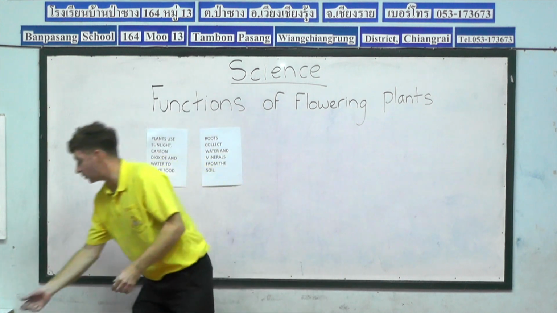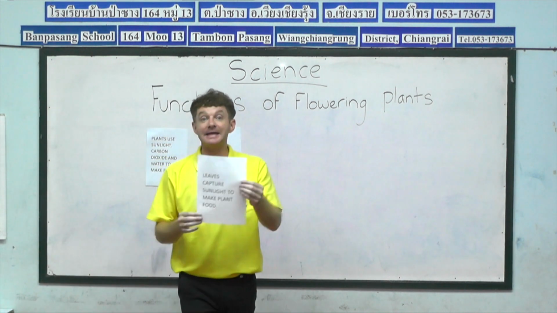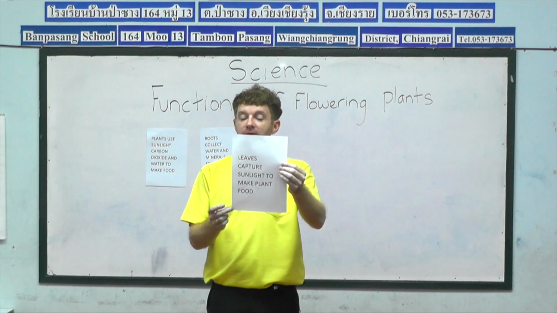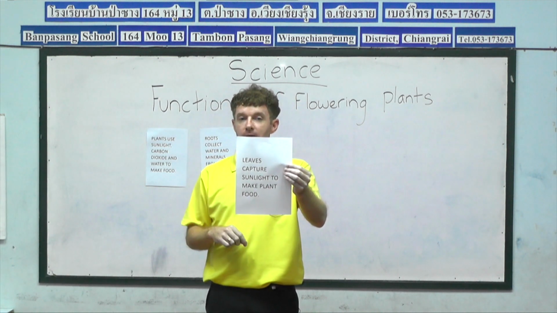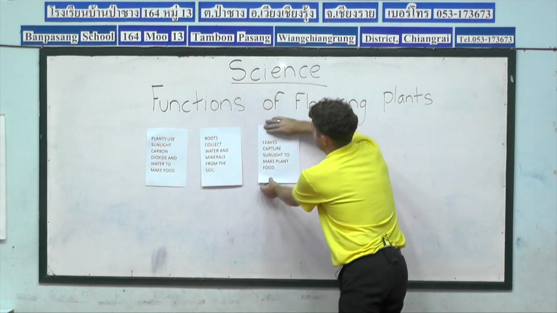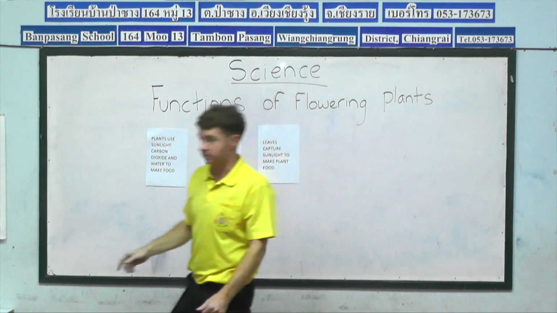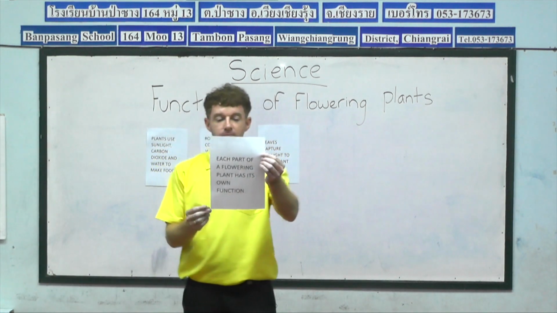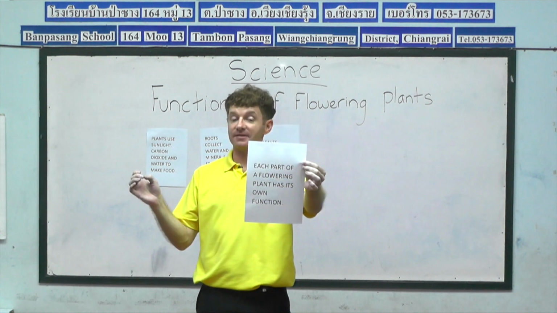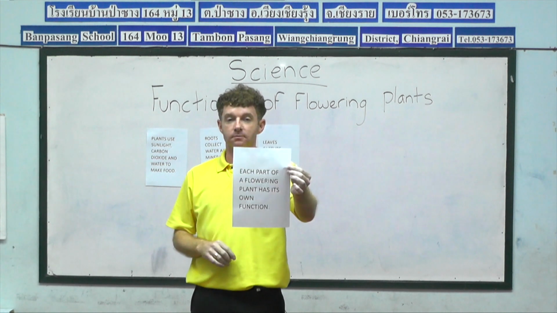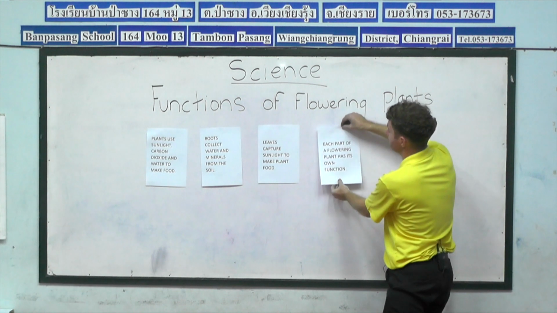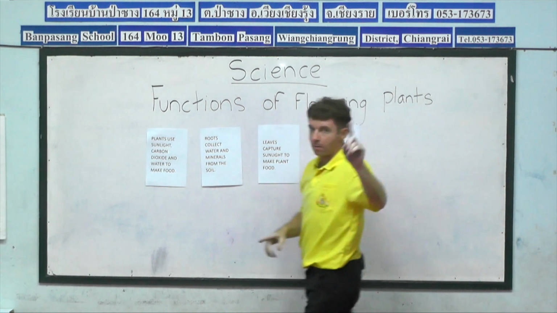There are five in total. Leaves capture sunlight to make plant food. Yes. And as we learnt earlier, that plant food is sugar. Each part of a flowering plant has its own function. Yes, remembering that word function, job or task or role. One more sentence.